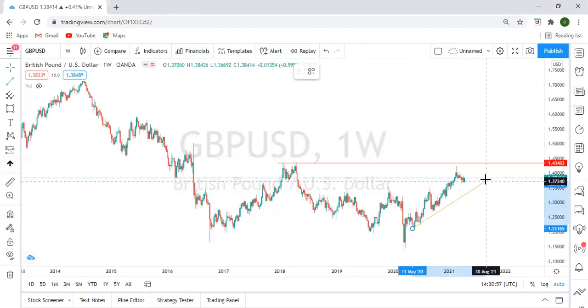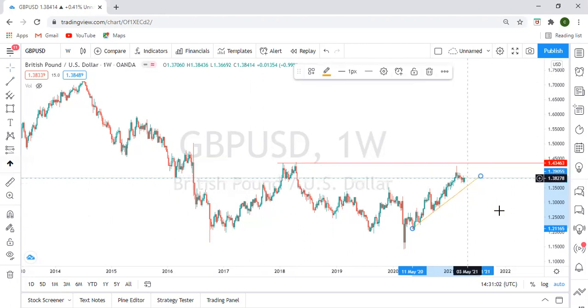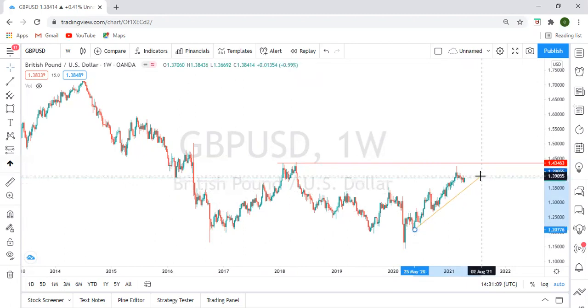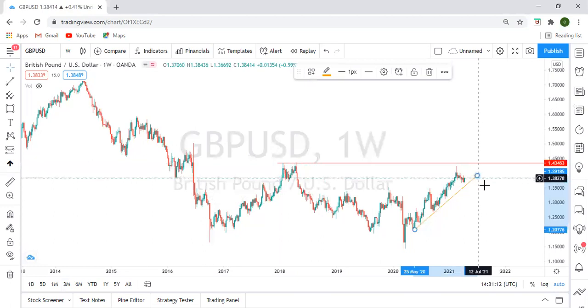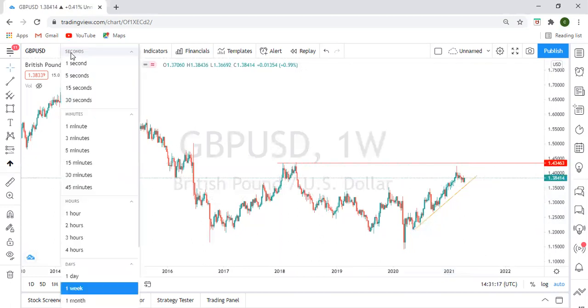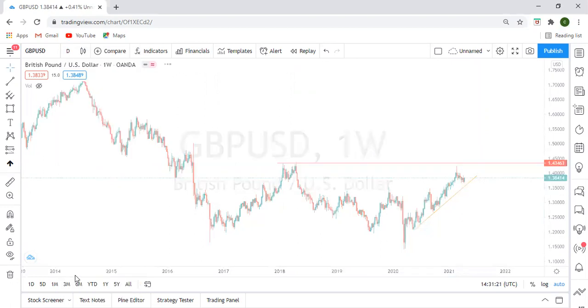So this trend line is basically telling us that GBPUSD is a long market now. By long I mean a bullish market, so it's buying. So let's go to the daily time frame and see what we can make out of GBPUSD.